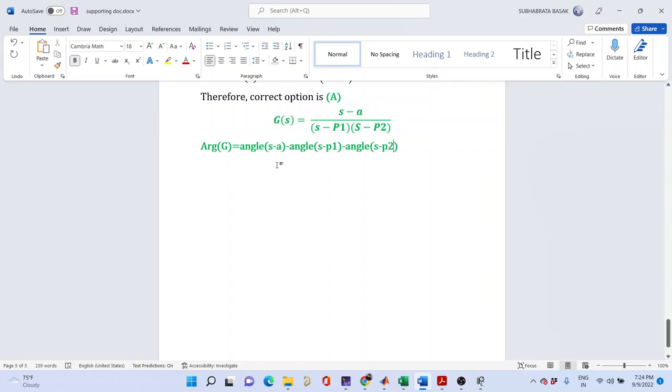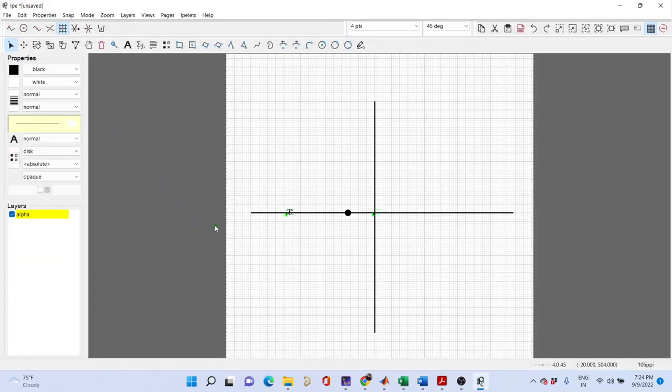Now if this point s is lying on the root locus, that means this angle must be 180 degrees, an odd multiple of 180 degrees. So what did I say? I said that s minus a is a vector. If s is any point in this complex plane, say s is this point, then s minus a would be a vector from here to here. This is s.